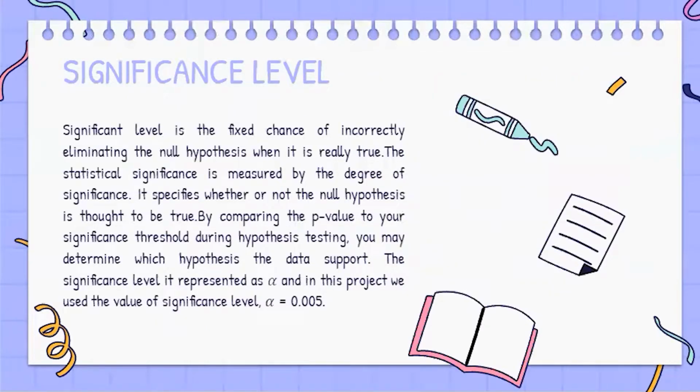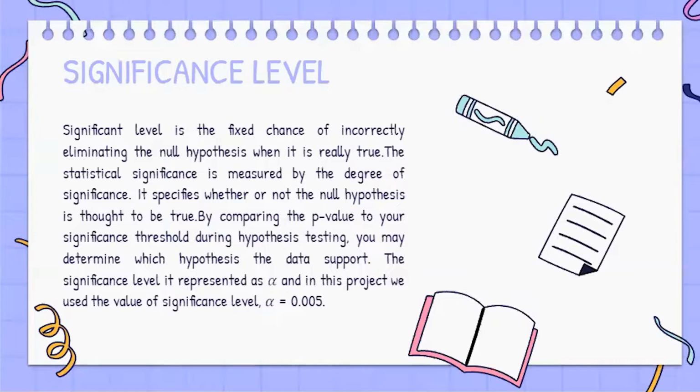And next one is the significance level. The significance level is the fixed chance of incorrectly eliminating the null hypothesis when it is really true. The statistical significance is measured by the degree of significance. It specifies whether or not the null hypothesis is thought to be true by comparing the p-value to your significance threshold.